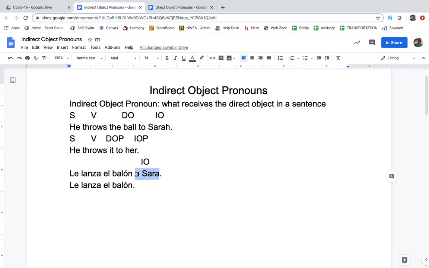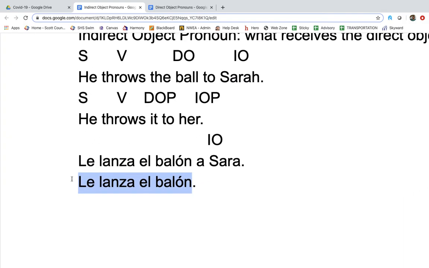Did you give the ball to Sarah? Yes, I gave the ball to Sarah. Repeating Sarah over and over again gets really repetitive, so we can just say, did you give the ball to her? Yeah, I gave her the ball. Well, in this case, threw the ball. Le lanza el balón. He throws the ball to her.